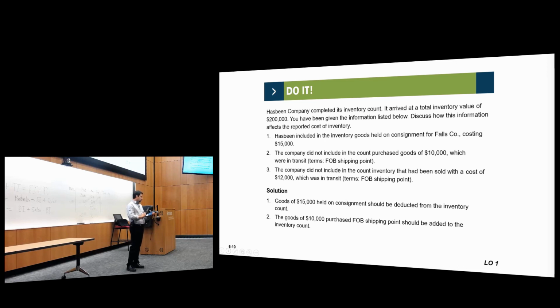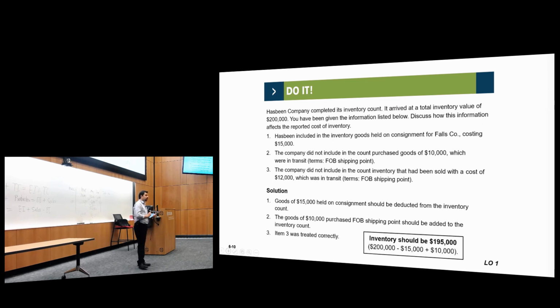The company did not include in the account inventory, basically when they did the inventory, inventory that they have sold for $12,000 where terms of shipping were FOB shipping point. So who's paying for those goods? The buyer. Okay? They did not include them. So what would happen in this case? Nothing. It was treated correctly.